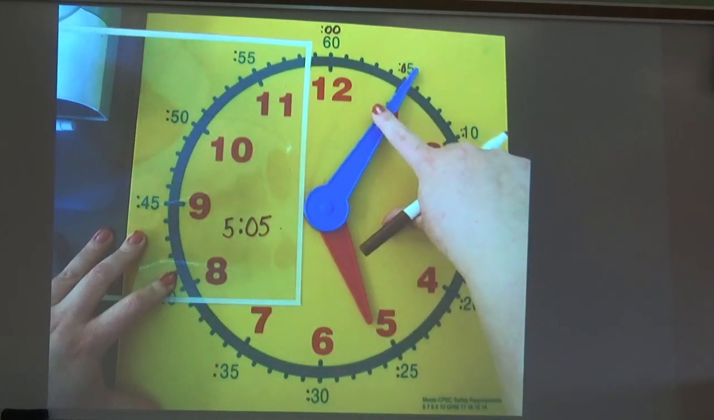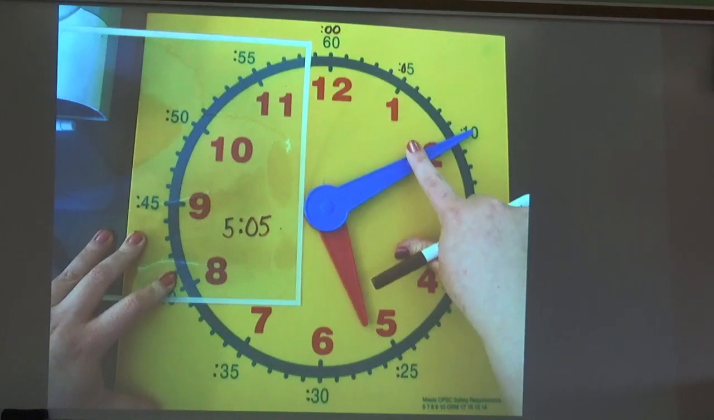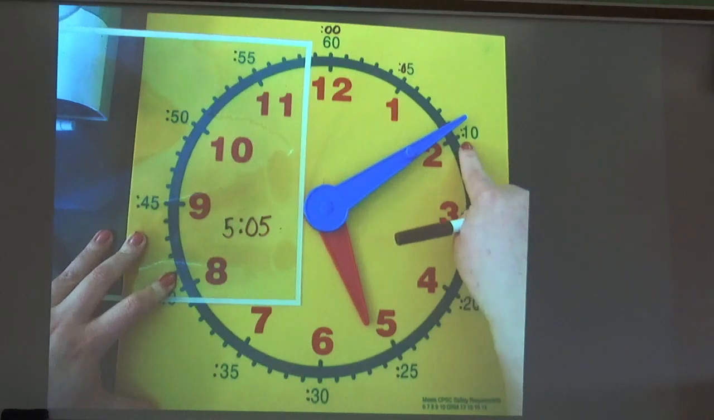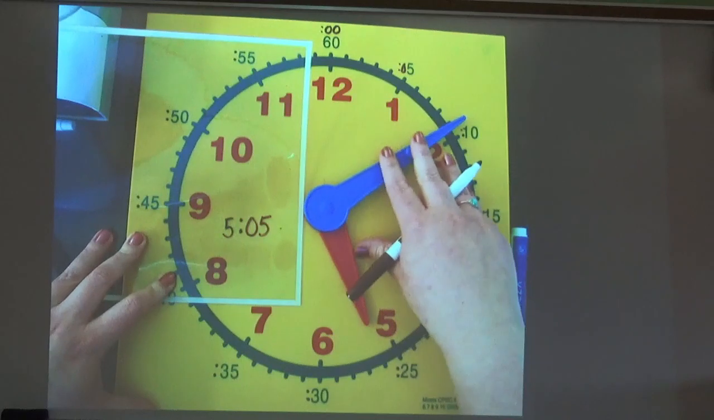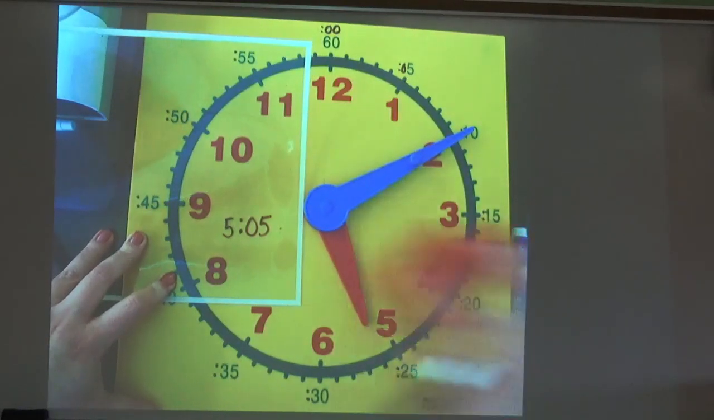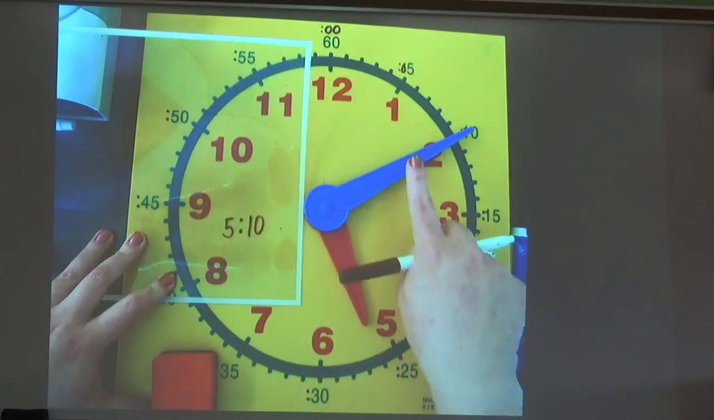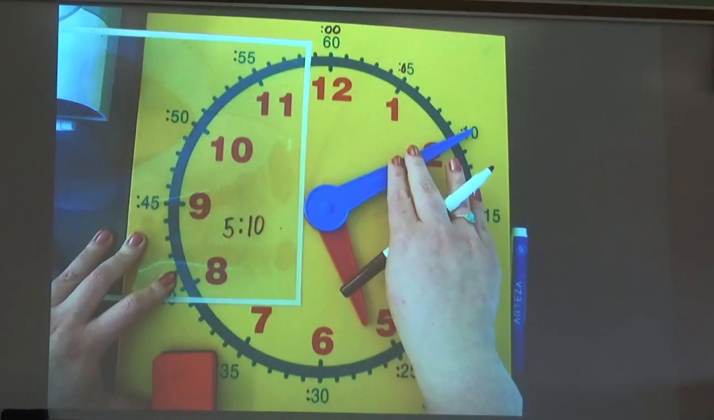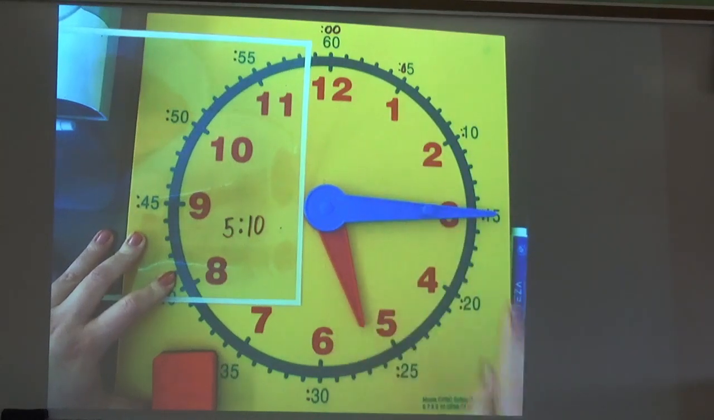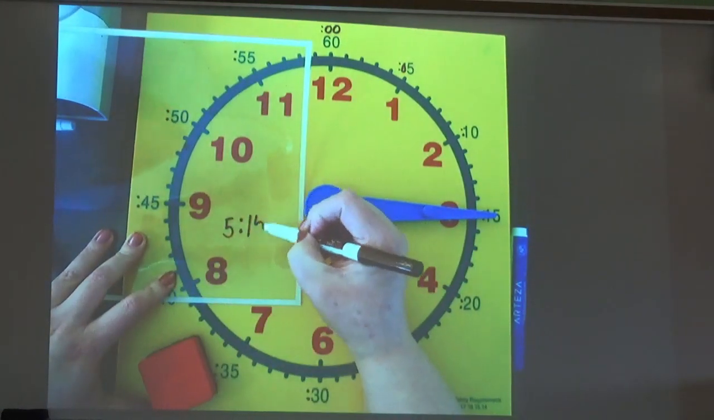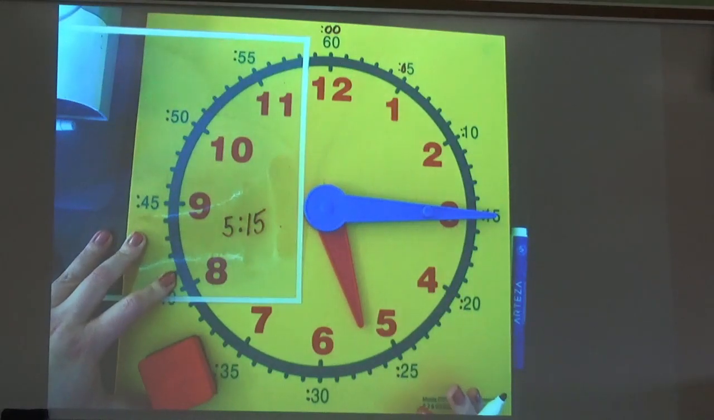When my minute hand moves to the 2, and remember this is the minute hand, when the minute hand moves to the 2, it has gone 10 minutes past 5 o'clock, past the hour. So now my time reads 5:10. Now we already learned in our last lesson when the minute hand is pointing to the 3, it's gone a quarter past. So we know that our time here is 5:15 or quarter past 5.